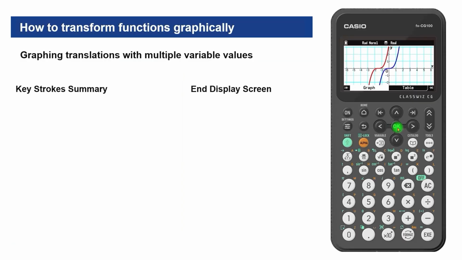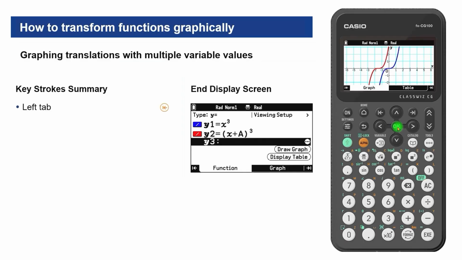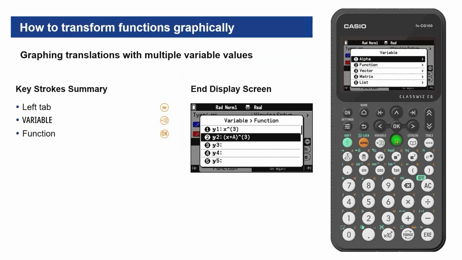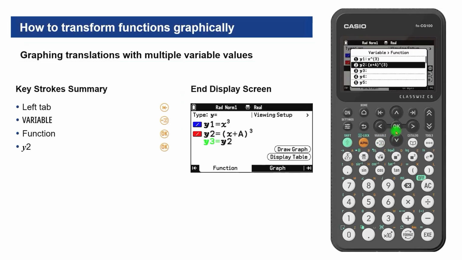Sometimes it may be useful to sketch more than one transformation at a time, with different variable values. Return to function with left tab or back. To sketch multiple transformations using y2 as a template, press Variable and function. Then select y2.